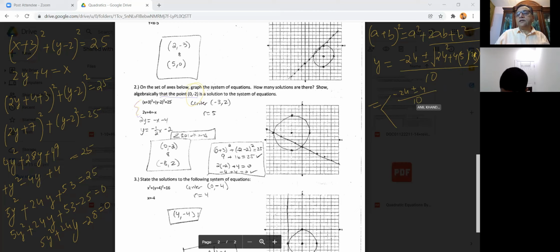So there are two answers, right? Okay. Let me write like this now. So we have two values. One is minus 28 over 10, and the other value is minus 20 over 10. So which is minus 2, and this is minus 2.8. Is it okay? Yeah. So there are two y values. These are y values. And you can now find the x value.